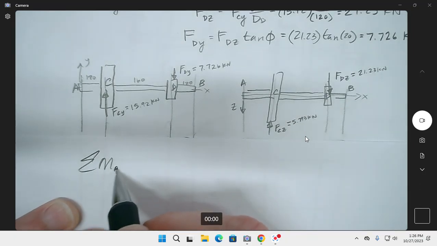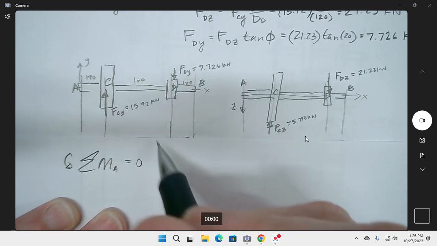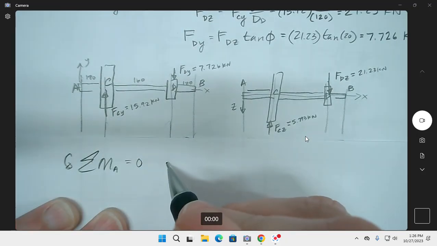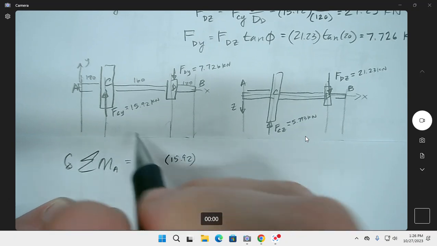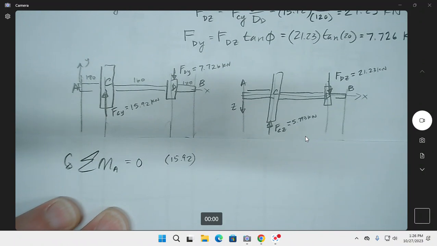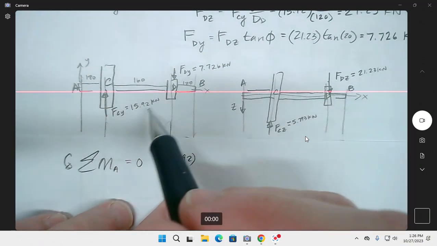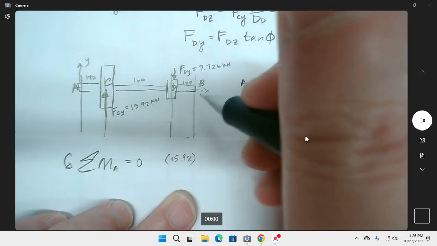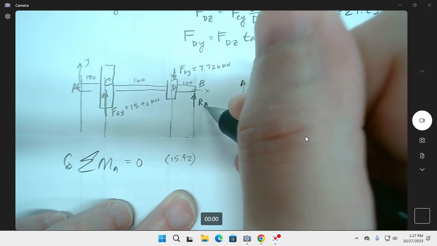Okay, so we're going to go about A first, make it 0, sum of the moments up there. So counterclockwise to start with, we got ourselves 15.92. We're going to use kilonewtons and millimeters. It doesn't matter because all the units will cancel out. So if we start out with kilonewtons, we're going to find kilonewtons. I should have put in my guessed RBY.